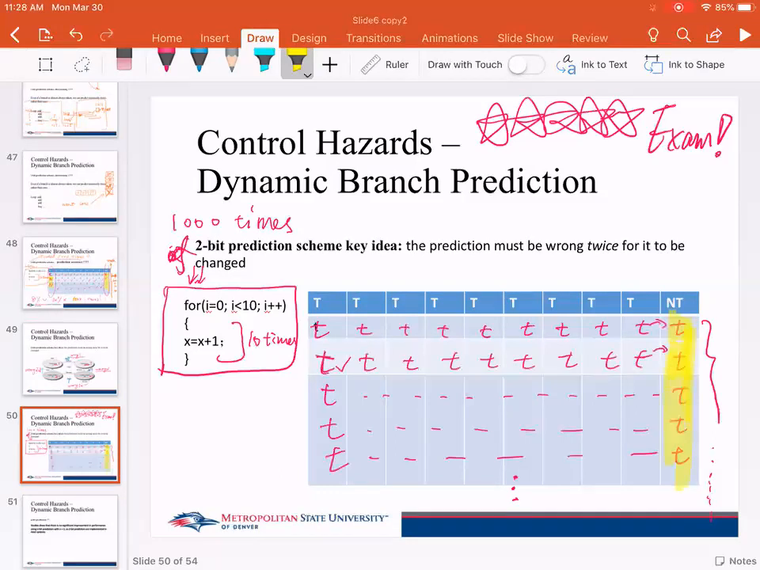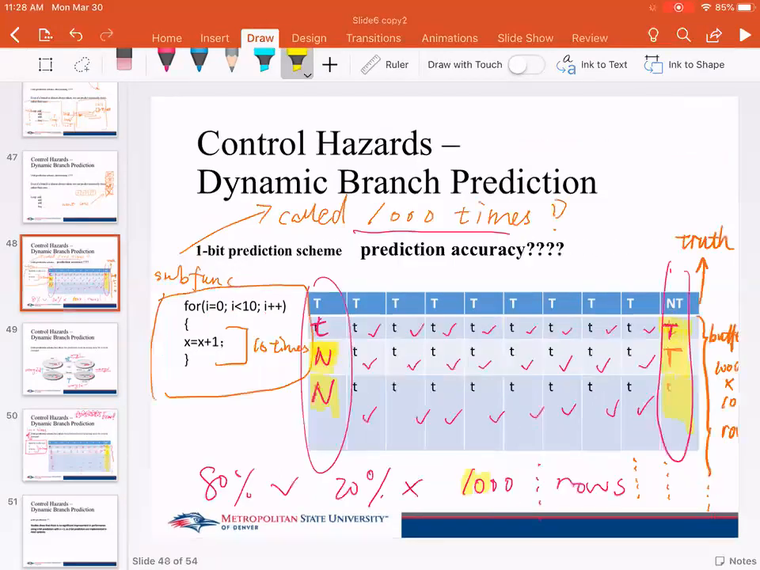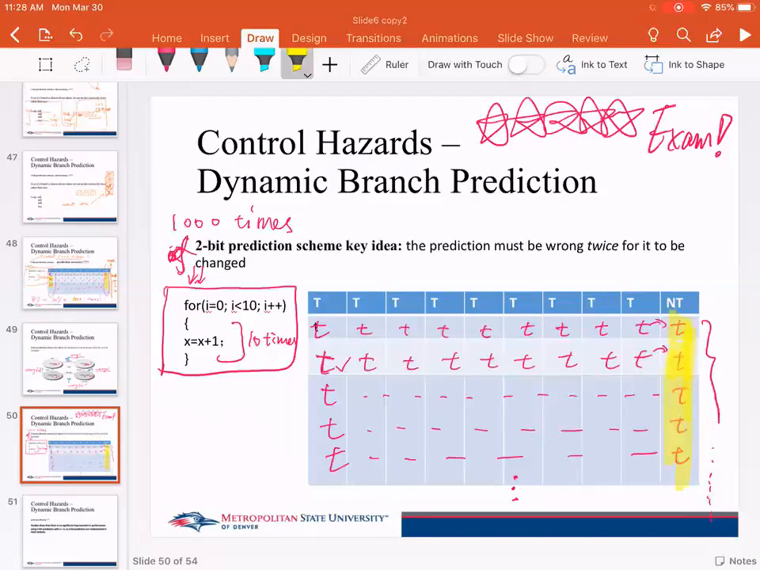Right? But compare this with the previous example. What is the accuracy of the prediction? You got about 90% correct prediction, and only about 10% of predictions are wrong, right? So this is a really important scheme called 2-bit dynamic branch prediction.